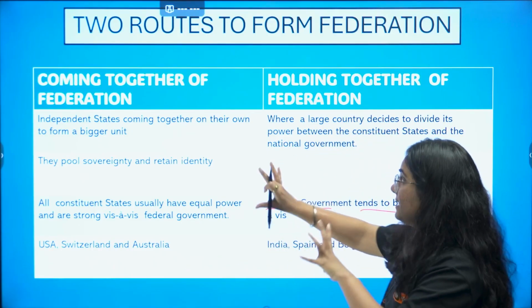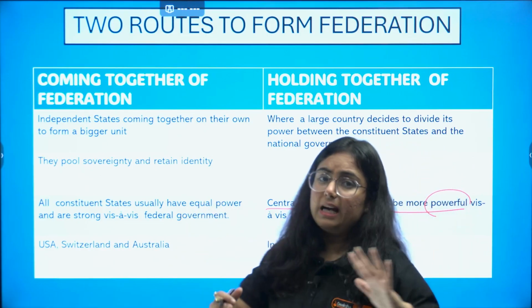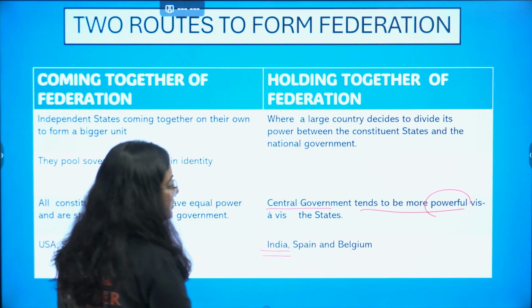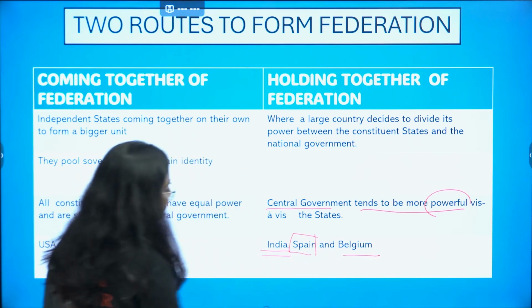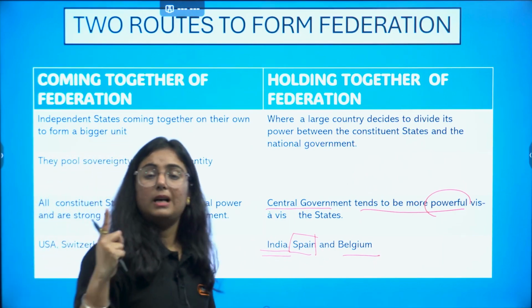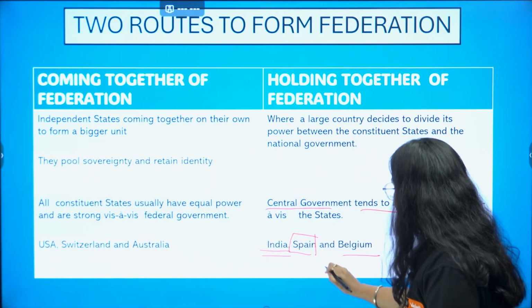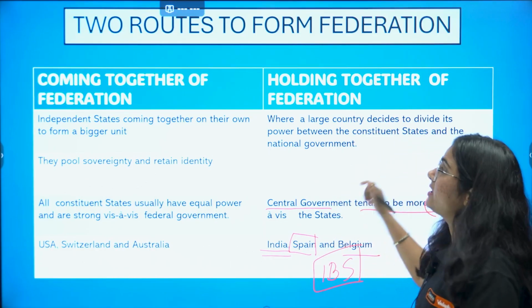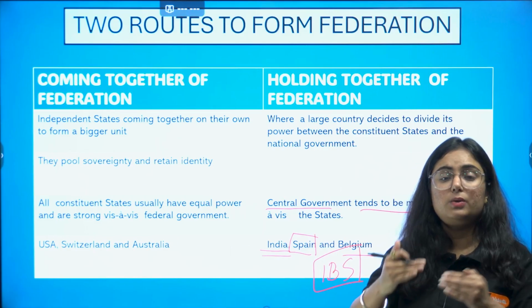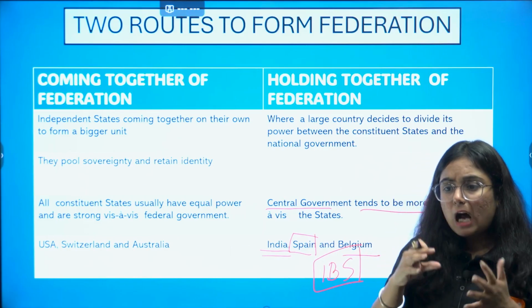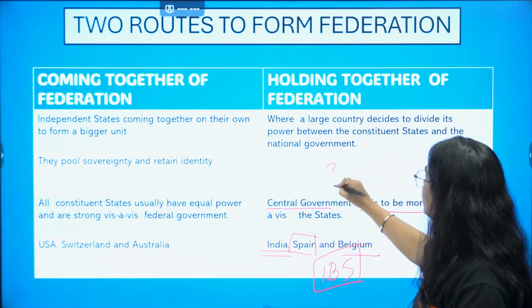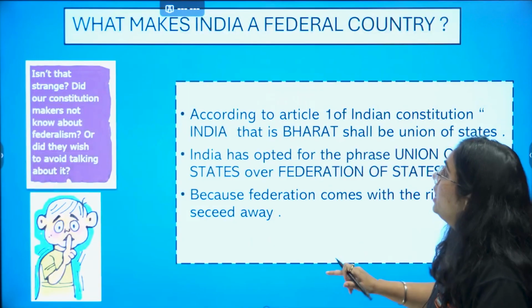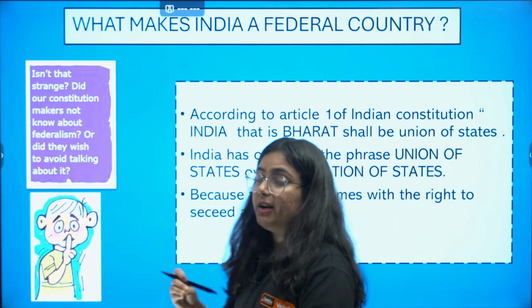So one is coming together federation, the other is holding together. The examples of holding together are India, Belgium and then Spain. IBS, remember it as IBS. So this is how we have completed one more topic, what are the routes through which federation can be achieved. For how many marks can this question come? Again, it is a three-marker question. We can write all these points here: routes through which federation can be adopted.